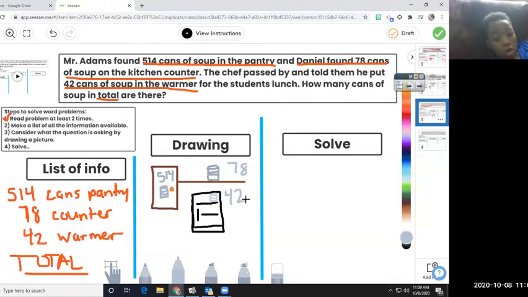Miss Sosa, isn't the warmer basically the oven or the microwave? Yes, it's very similar to that, the warmer. It just kind of keeps food warm after it's been heated up.